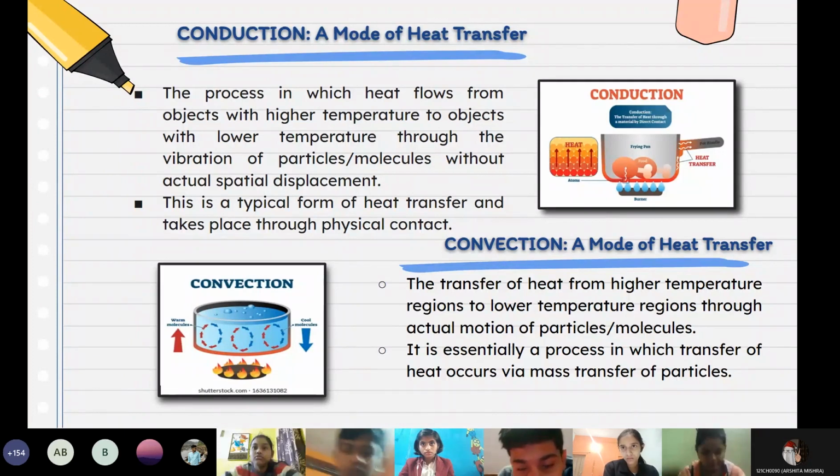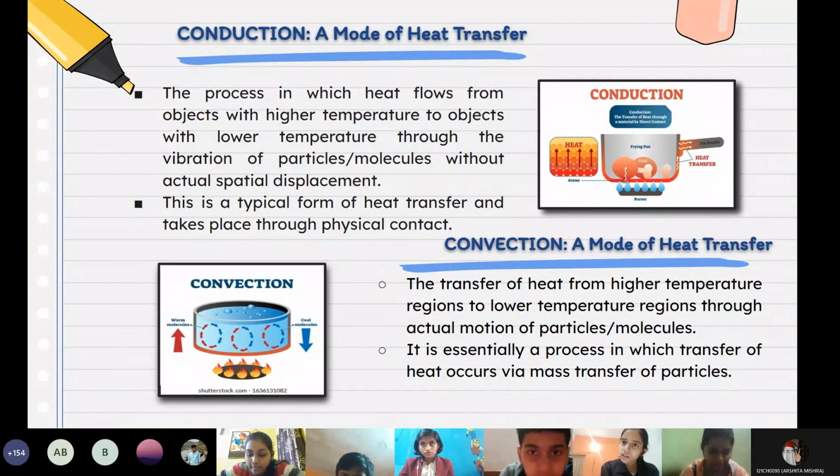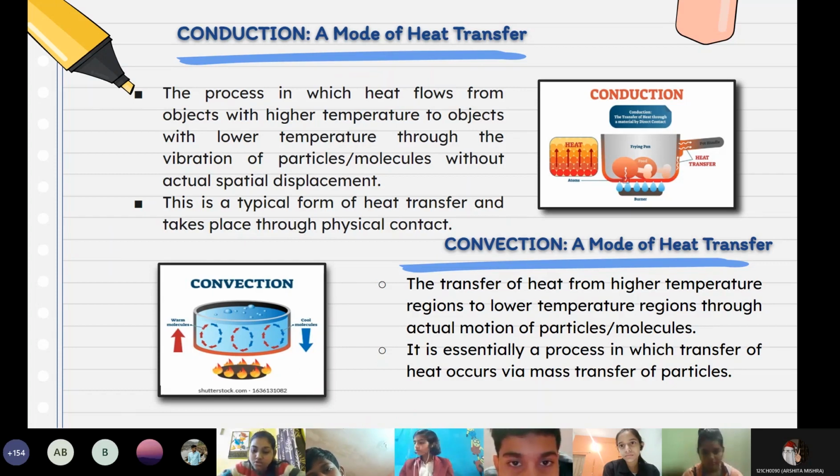So whenever two bodies of different temperatures are brought in contact with each other, then this kind of particular heat transfer happens. In this particular type of heat transfer, there is no displacement of molecules. Like every object is made up of atoms and molecules, but these atoms and molecules do not move while transferring heat. Rather, they only vibrate, and through these vibrations, this heat is transferred.